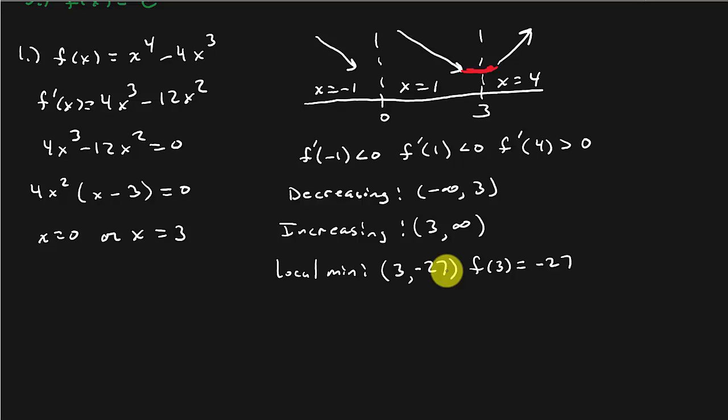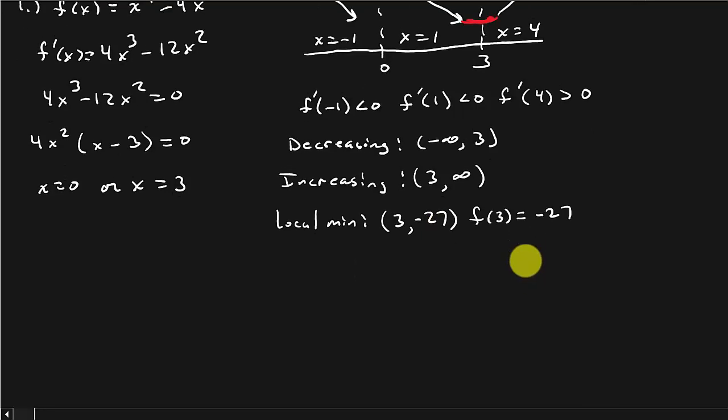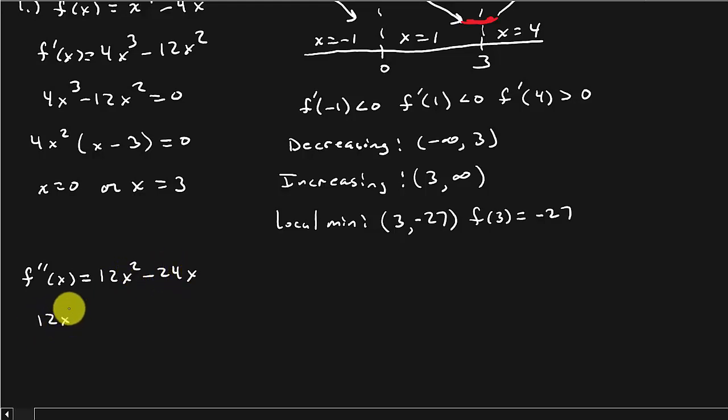Now we need to do concavity. So for concavity, I've got to find the second derivative. So that's going to be taking the derivative of this. So that's going to be 12x squared minus 24x. So 12x squared minus 24x equals 0. So 12x times x minus 2 equals 0. So x equals 0 or x equals 2. All right.